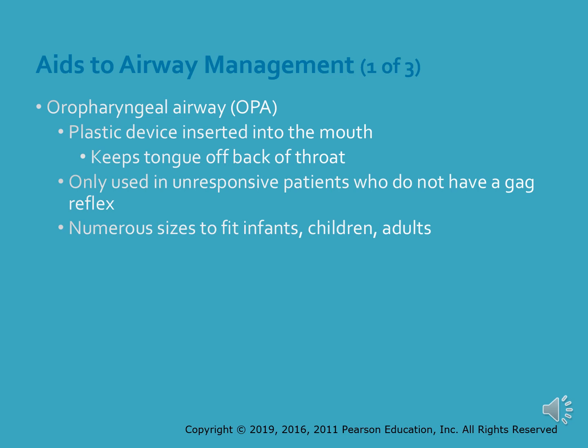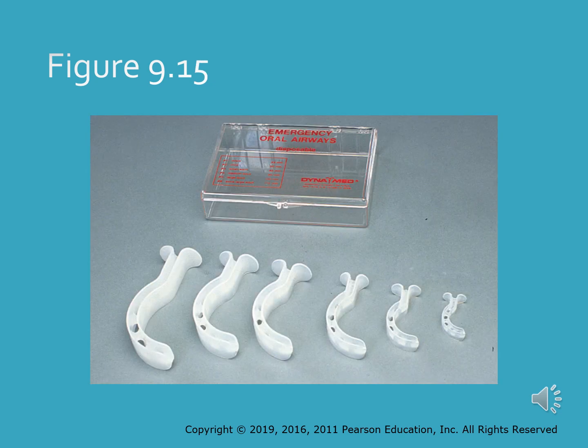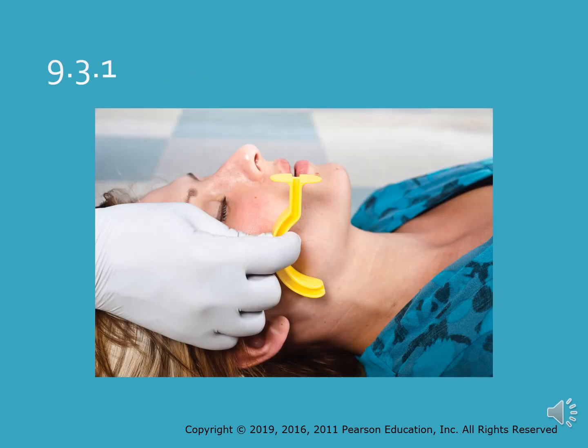If you carry a suction unit and are trained to use it, have it ready for any patient who is unresponsive and may need an adjunct. You do not want to be caught unprepared in case your patient happens to vomit. Prior to placing an OPA, you want to open the mouth with the crossed finger technique. Here are various sizes of the oropharyngeal airway. You need to properly measure the airway prior to insertion.